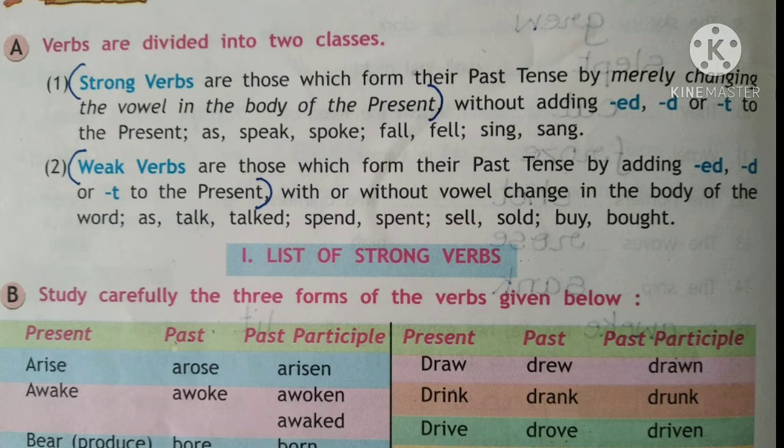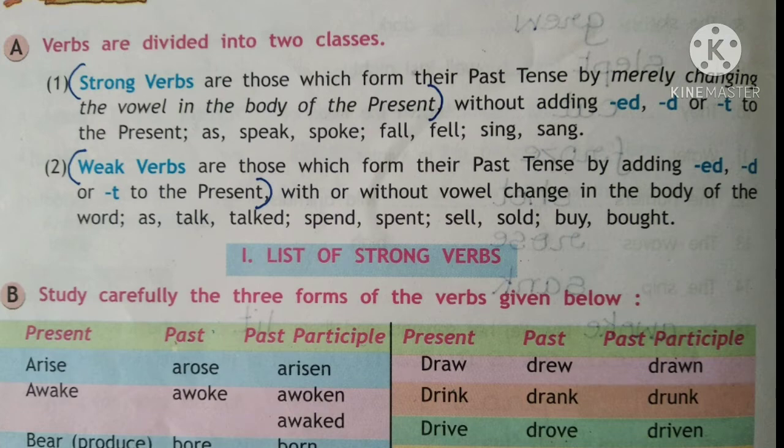Now, if you see the example, talk, T-A-L-K, that is your present verb. When we add an ed, it becomes the past. Spend, S-P-E-N-D, ends with a D. So, we remove the D and write a T to make it into the past tense. Same with sell, S-E-L-L. In the past it becomes sold. And in the same way, buy, B-U-Y, becomes B-O-U-G-H-T in the past. So this is the way we change certain weak verbs into the past tense.